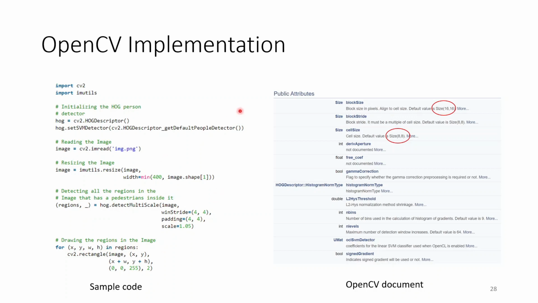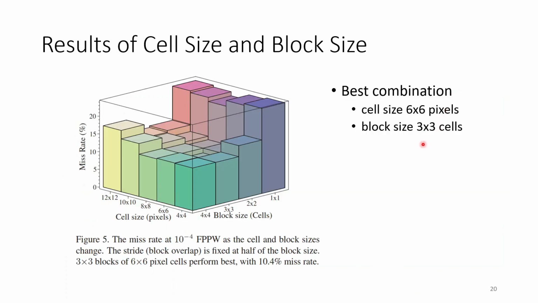When you open the OpenCV document, there are some parameters you can see. This is the document for the HOG structure. You can see the block size, the cell size and the block stride. Those are the parameters we just discussed in the previous class. However, you see the block size is 16 by 16. But according to this paper, the best block size is 18 by 18. 6 times 3 is 18. So why are they different?